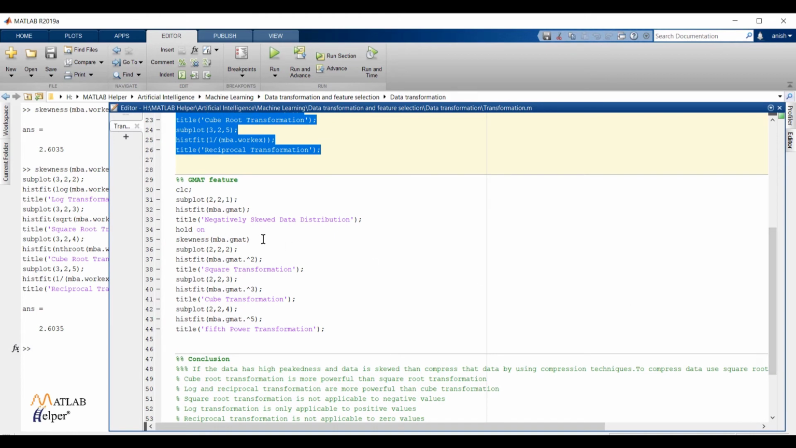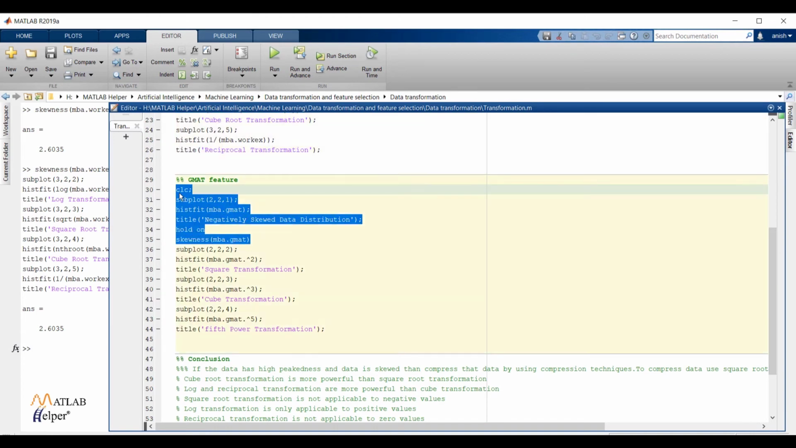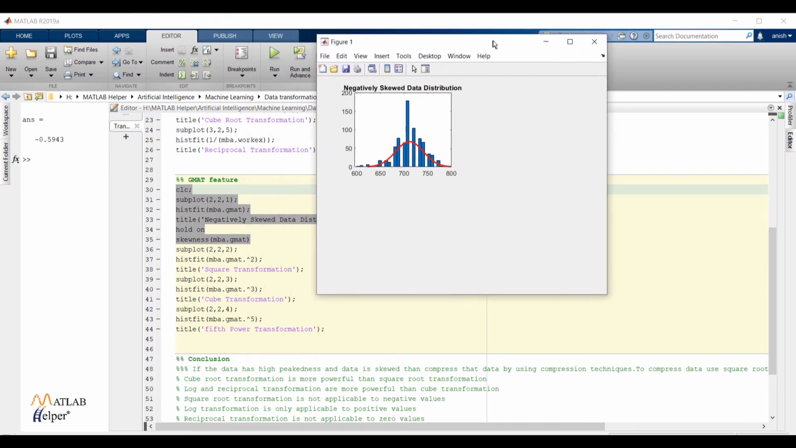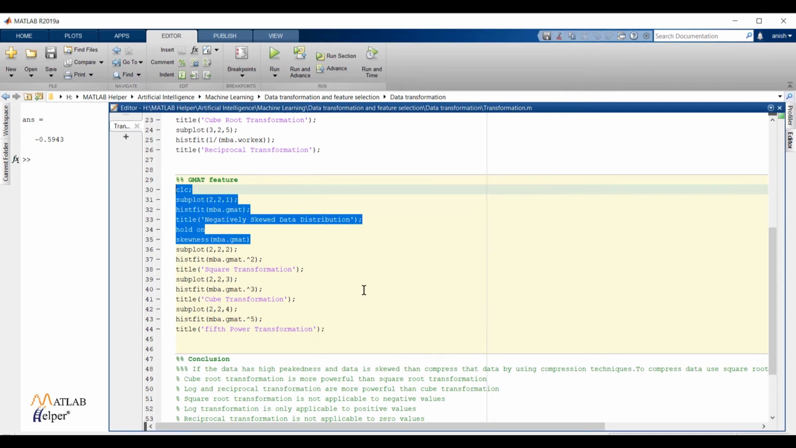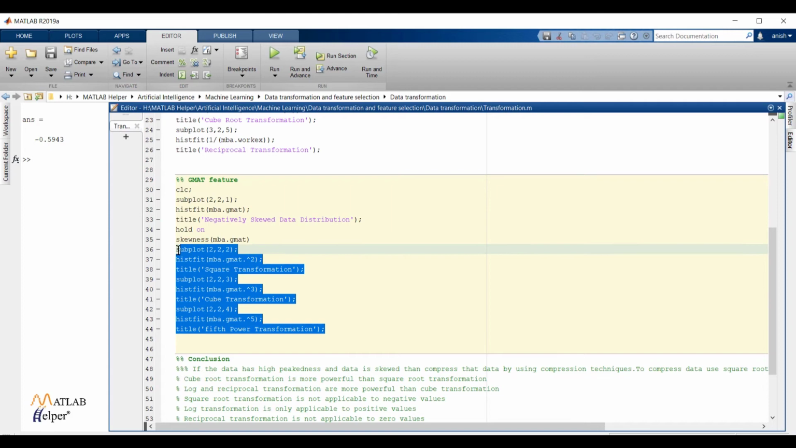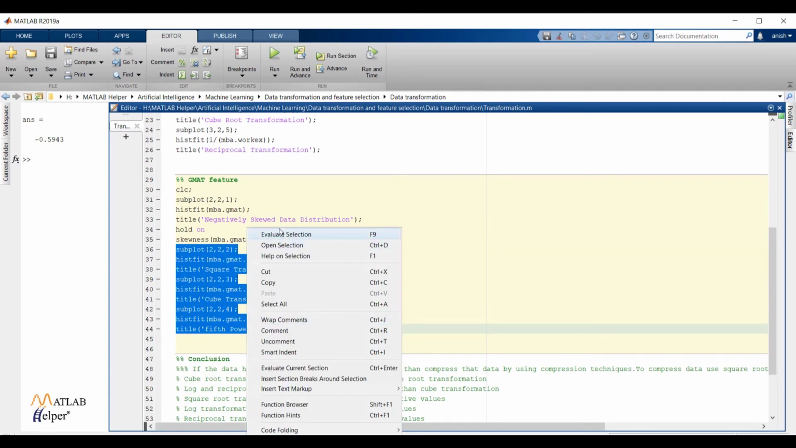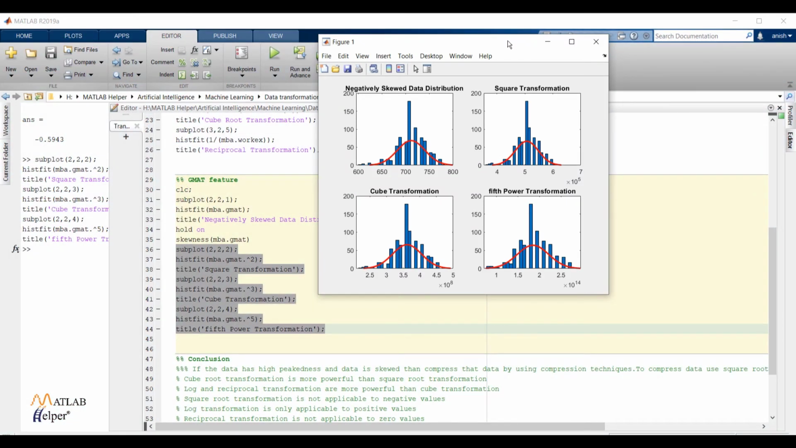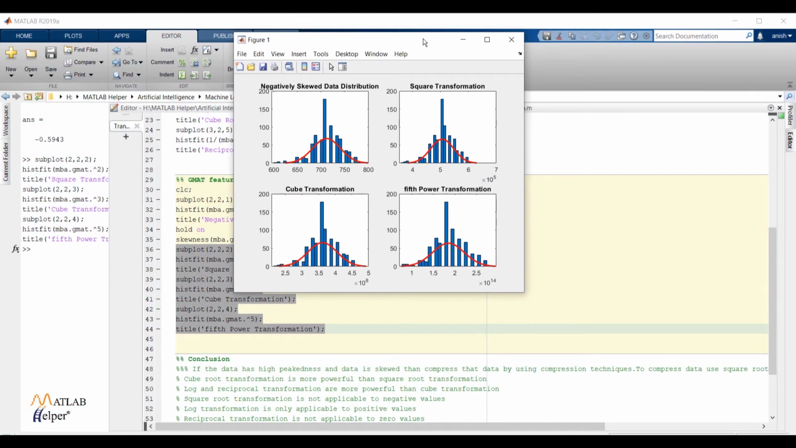Now if we check the histogram and skewness value of the GMAT feature, then we can conclude the GMAT feature is negatively skewed, and assume this time data is already compressed. To make it normal, apply square and any higher order transformation. And if we check the histogram, we can conclude cube transformation is close to normal distribution. So for future operations, use the dataset which shows behavior close to normal distribution.